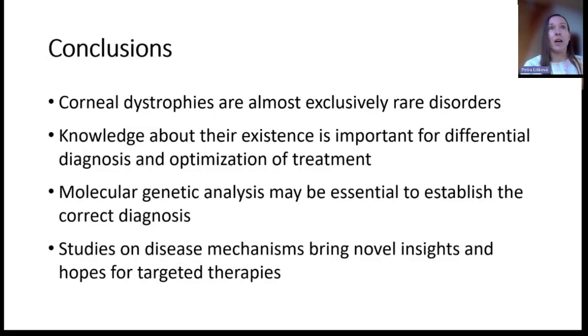So in conclusion, talking about corneal dystrophies from A to Z, corneal dystrophies are almost exclusively rare disorders. Knowledge about their existence is important for differential diagnosis and personalized treatment. Molecular genetic analysis may be essential to establish the correct diagnosis. Studies on disease mechanisms, which are made possible by identification of the molecular genetic cause, bring novel insights and hopes for targeted therapies. This is particularly true for TCF4-mediated Fuchs endothelial corneal dystrophy.